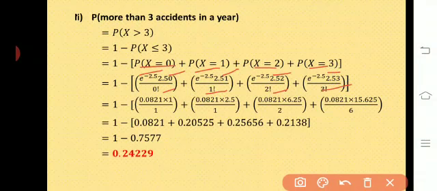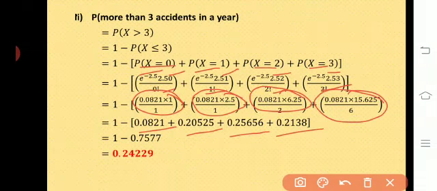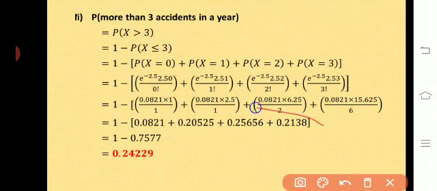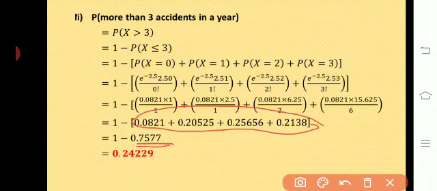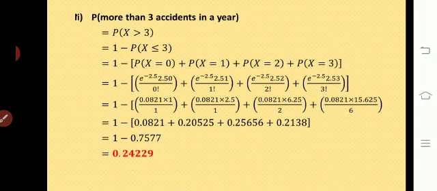If you simplify this, then you will get 1 minus the bracketed sum. The first simplification gives 0.0821, the second gives 0.20525, the third gives 0.25656, and the last gives 0.2138. Then we add this bracketed quantity, you will get 0.7577, and we subtract it from 1. Then you will get the final probability as 0.24229.